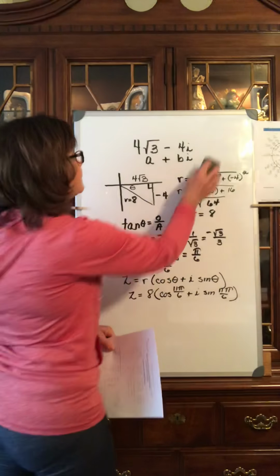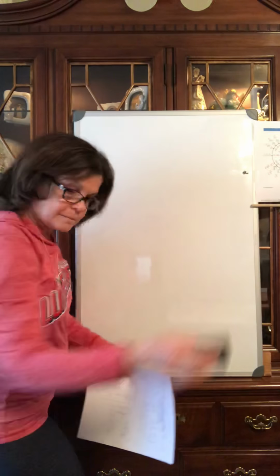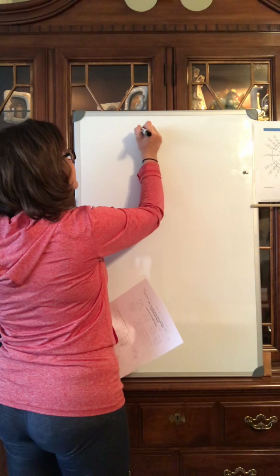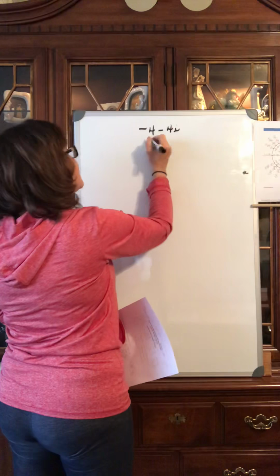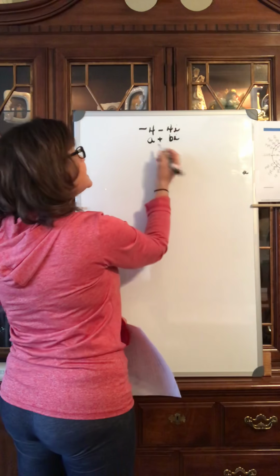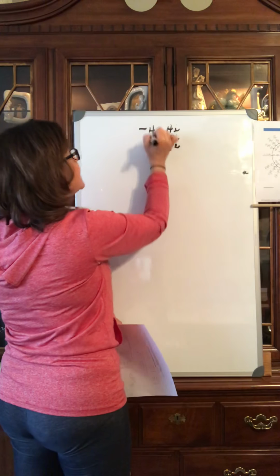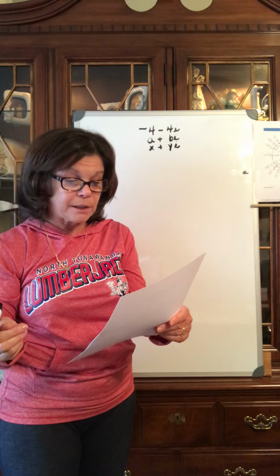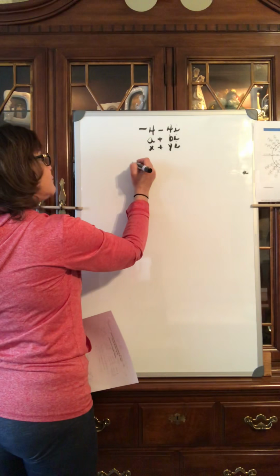The next example is negative 4 minus 4i. Negative 4 minus 4i. So here's our a plus bi. It's also x plus yi. So the negative 4 is our x value, the negative 4i is our y value. That's going to put this triangle into quadrant 3, where x and y are both negative.